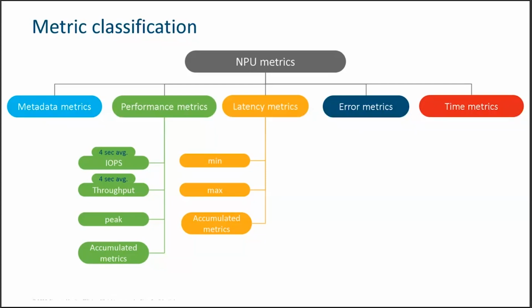They are reported at a 4-second average. I'll cover more details of that, like why 4-second average. We also report a peak value, and then the numbers are accumulated over time. Then we have latency metrics where we report min, max, and accumulated values. We have error metrics, and then we have some time metrics. Okay, so let's look into these. This is very specific to Cisco's implementation. These are not generic concepts, just to be clear.